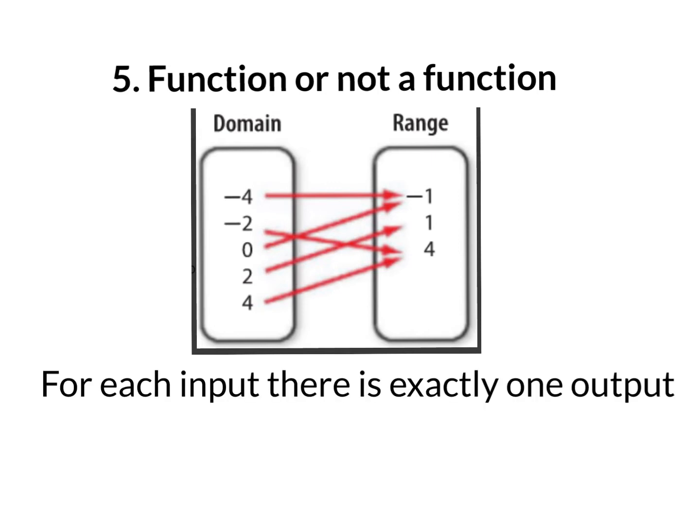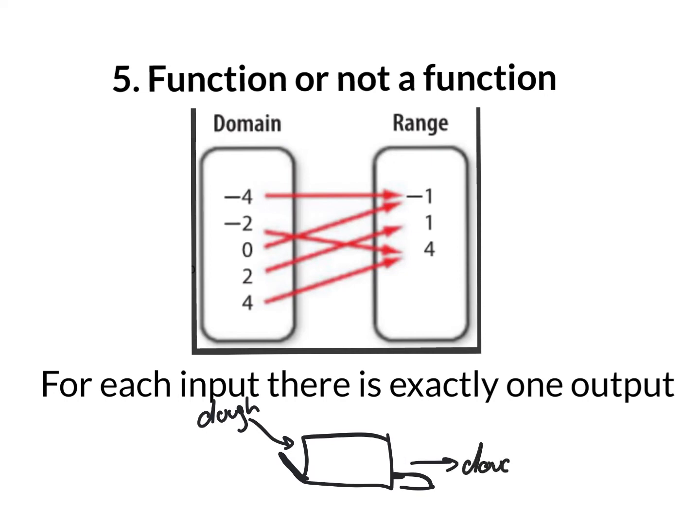Imagine there's a machine. Let me just draw a quick little box right here, okay? And let's say inside this box goes the dough, and out here comes the donut. So you put in some dough, it comes out a donut. Put in some dough, comes out a donut. Imagine if you put in some dough and then all of a sudden it comes out a tortilla. That means that the machine's broken.